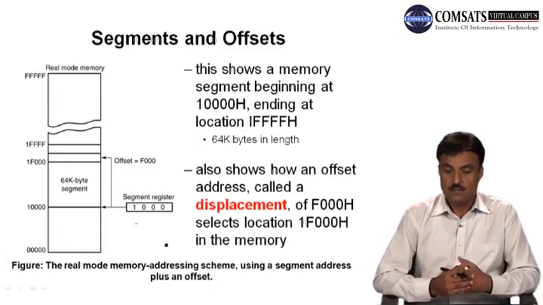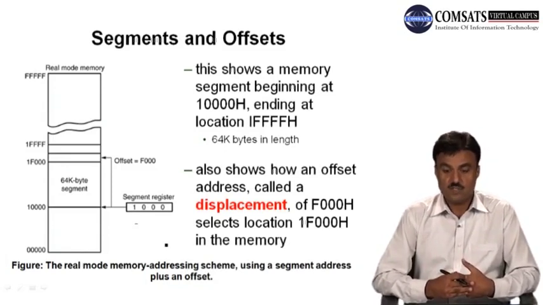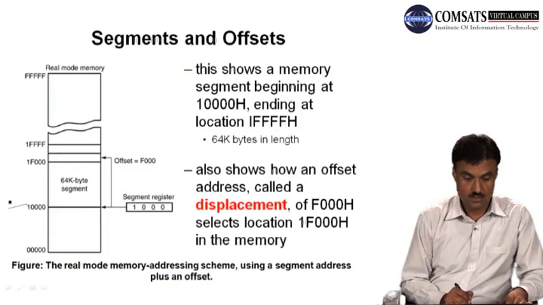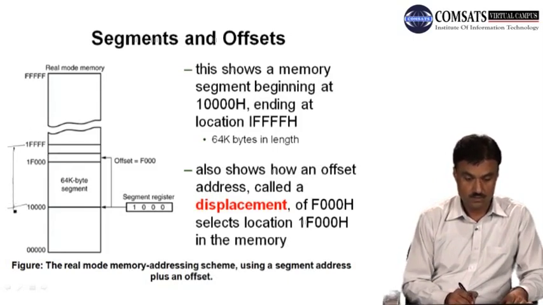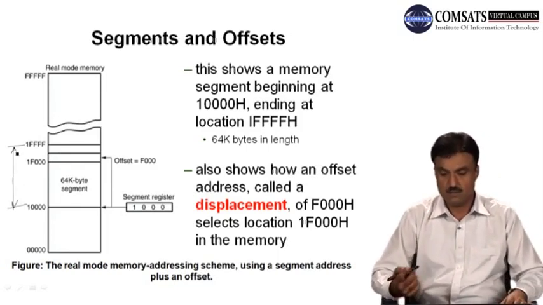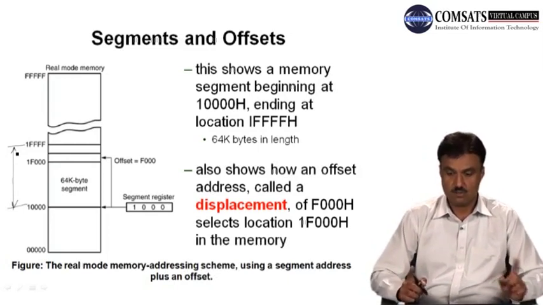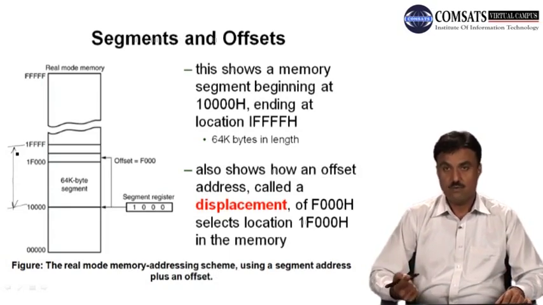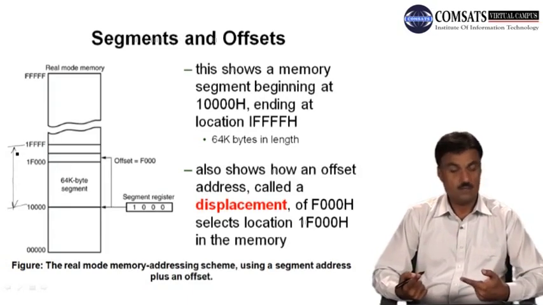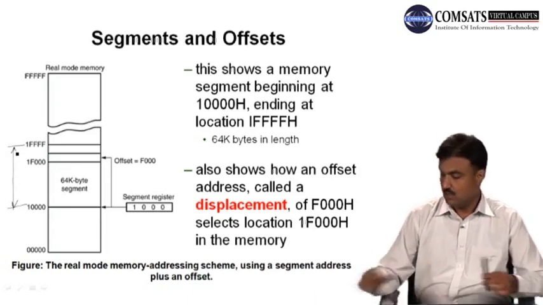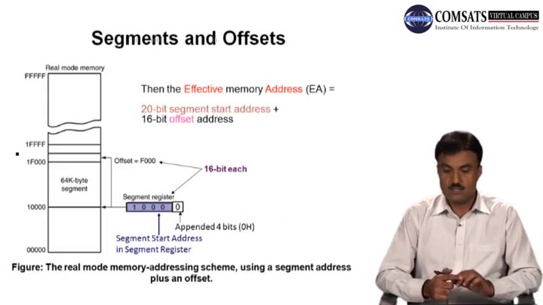Here in this figure the memory segment begins at 1000 hexadecimal and ends at 1FFFF. So this is the start and this is the end, and this is a complete 64 KB segment. Its length is 64 kilobytes. This figure also shows the offset address, which is also called displacement. The displacement value is F000. When we combine them, the memory location will be 1F000. So this is an example.